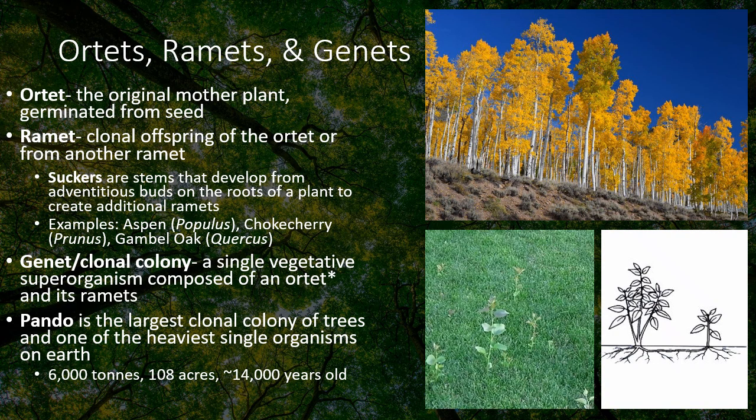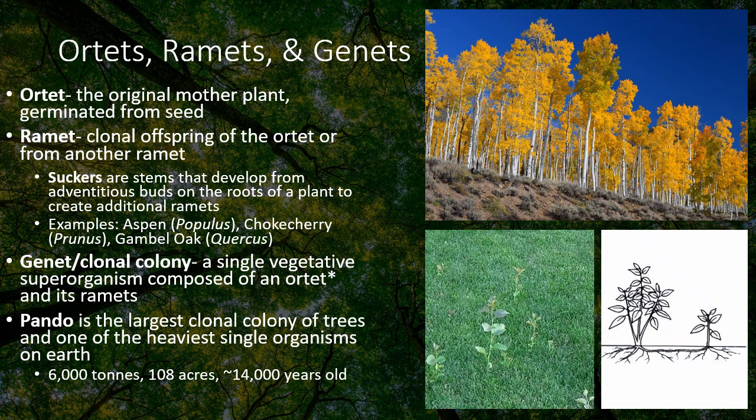If the plant is capable of propagating itself in any way, any little baby plant the plant produces is called a ramet. So this is a clonal offspring of the ortet or from another ramet. So for example, when we looked at our strawberries, the original plant, which maybe grew from seed, right? That's our ortet. And then its baby that grows at the end of a stolon is a ramet. And then the ramet itself can produce its own baby ramet and so on and so forth.